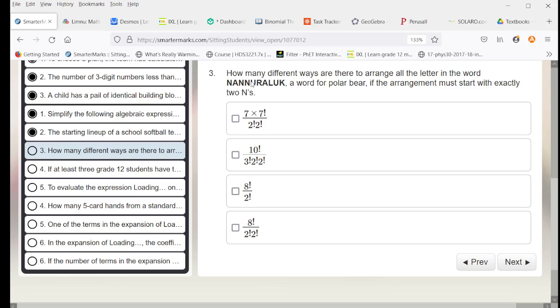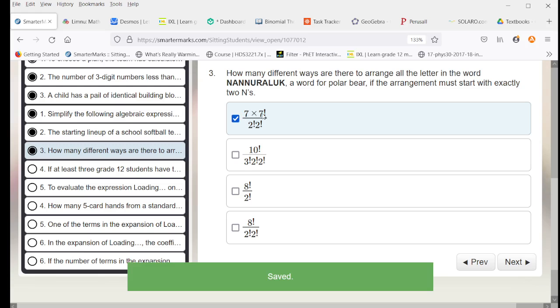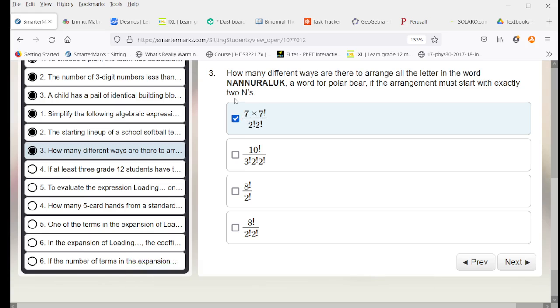So in principle, you would think it's 8 factorial, except it must start with exactly 2 n's. So our third n cannot be the third letter. So we have 7 options for the third letter, and then 7 factorial when the n is allowed again. So we have to have 7 times 7 factorial right off the bat. The 2 factorial are to account for the 2 a's and the 2 u's.